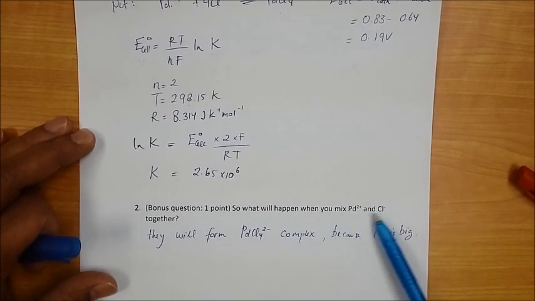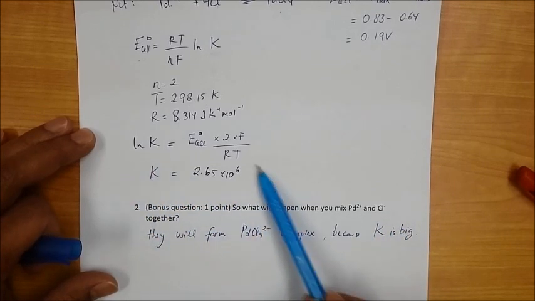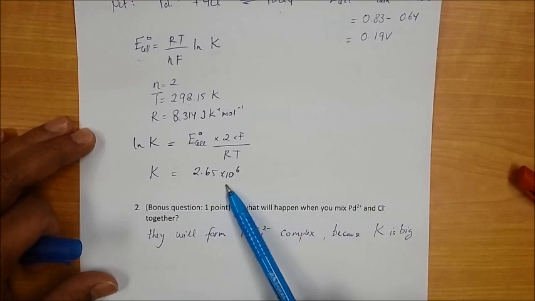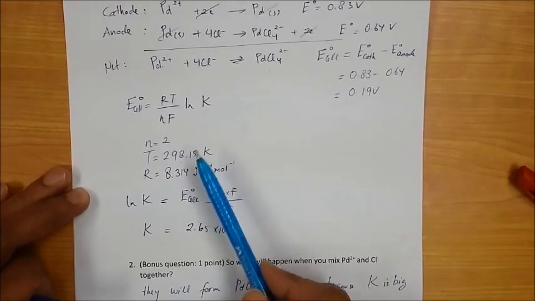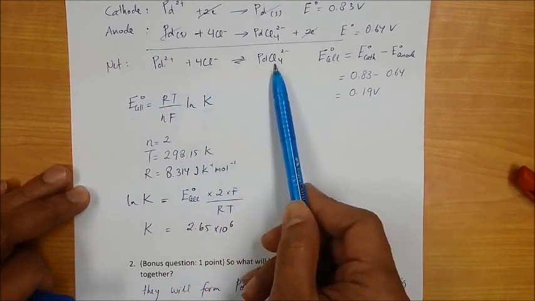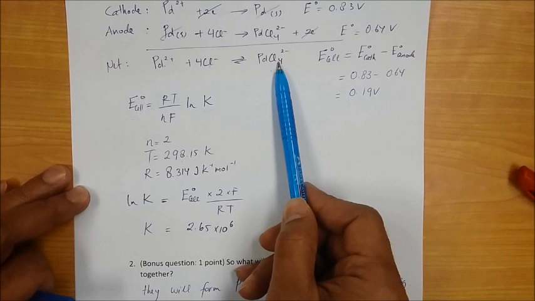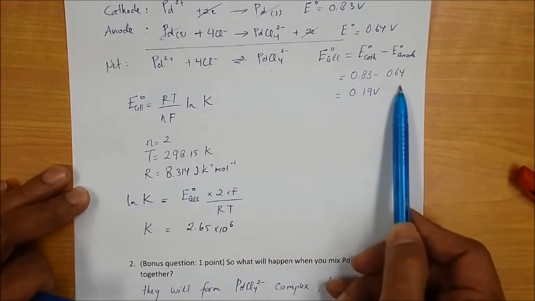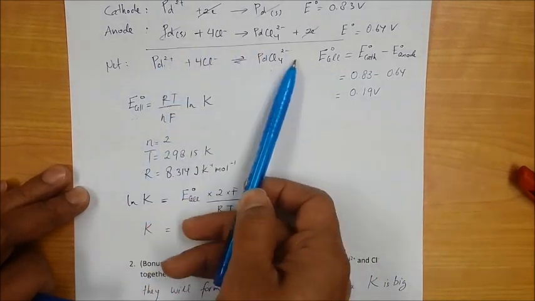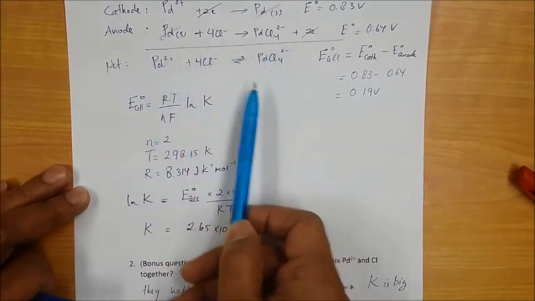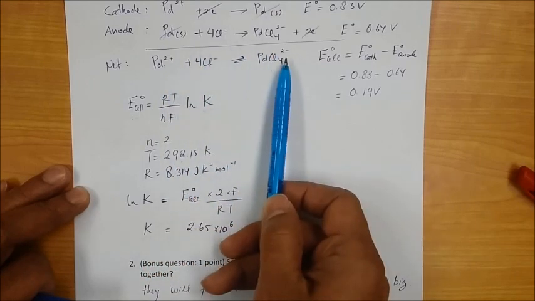Okay, great. And then the next question, the bonus question, is what happens if you mix a solution containing palladium 2 plus ion and chloride ions? Well, because the K value is really high, 10 to the power of 6, it means that this reaction will be favored to the right. You see this also in that the E naught cell is positive, so it means that the reaction is spontaneous to the right, or the reaction will go to the right.